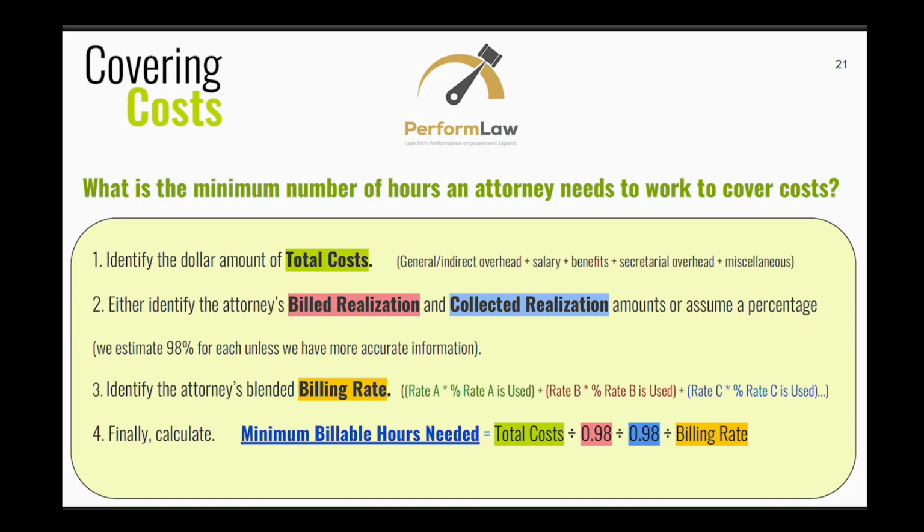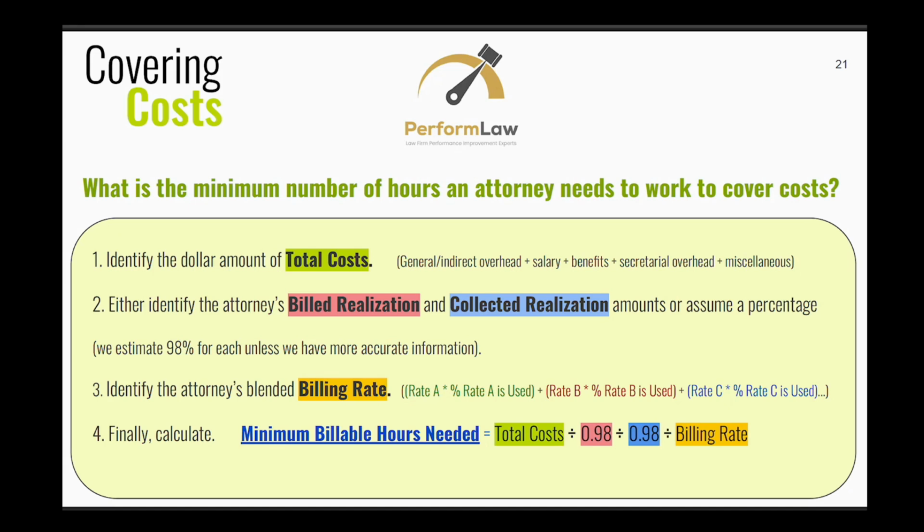Step 3, you identify the attorney's blended billing rate. So if you have multiple rates that you're dealing with for different clients, then you would need to come up with a weighted average of those rates, which we kind of talk about a little bit here in the notes. And then finally, you're going to calculate using this formula that I've typed out here for you. So you take the total costs identified in step 1, you divide by 0.98, you divide by 0.98 again, and then you divide by your blended billing rate. And that should give you the minimum billable hours needed for the attorney to break even.